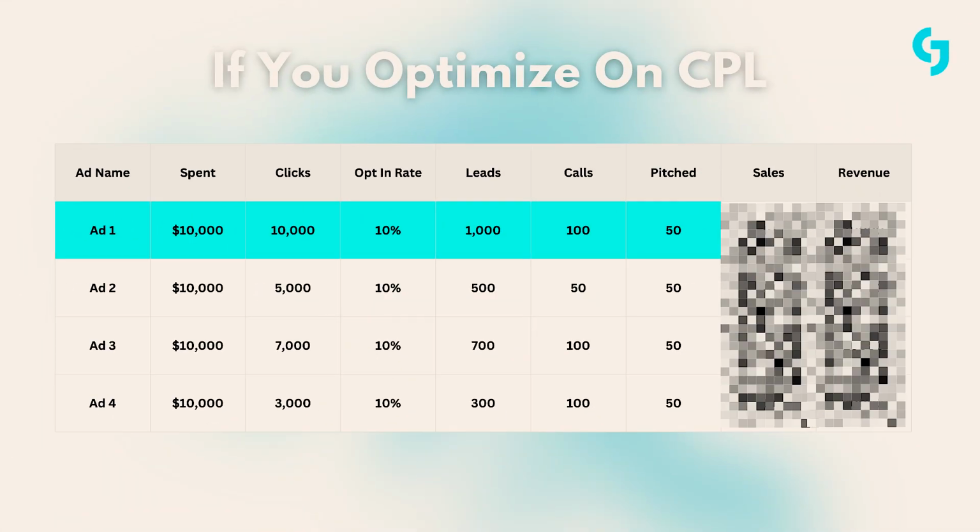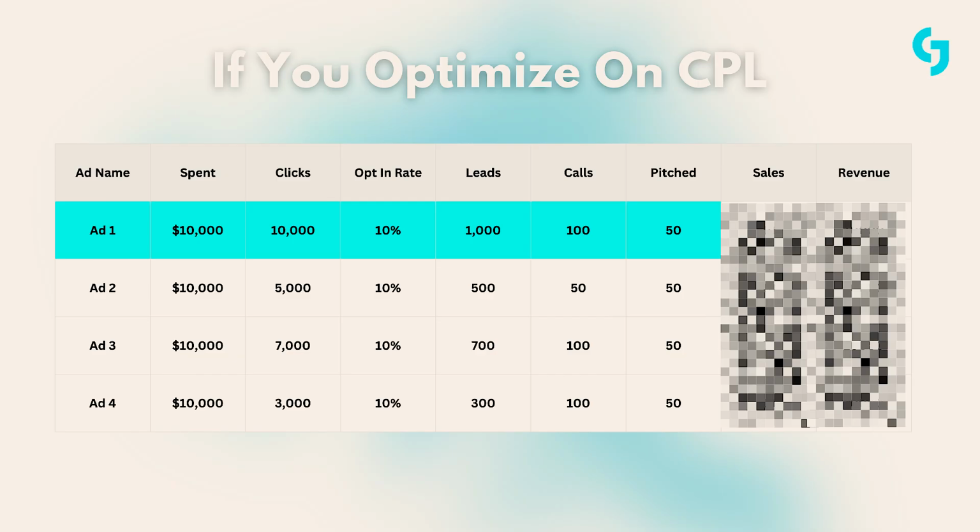If you're optimizing on CPL on this chart, I would argue that ad one would be what you want to scale. Okay. And the truth is that's the correct way of thinking. You spent $10,000 on each one of these ads. Ad one got 10,000 clicks. You're using the same landing page, so your opt-in rate is the same. This is all theory, by the way. But then from ad one, because you got a ton more clicks, you got 1,000 leads versus ad four has 300. Okay. And then your call numbers are 150, 100, 100, pitched 50, 50, 50, 50.